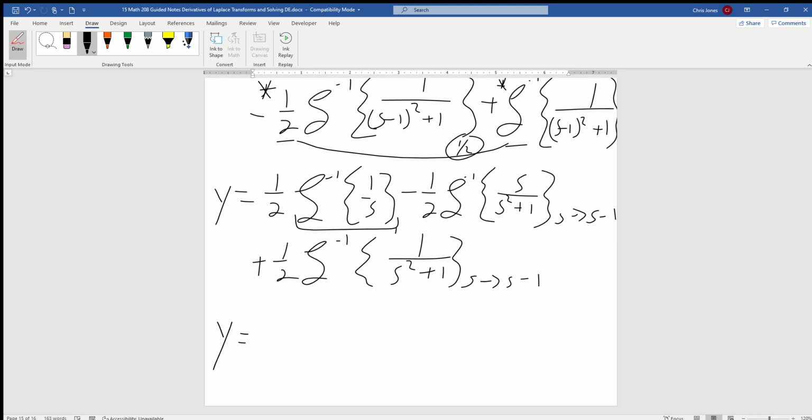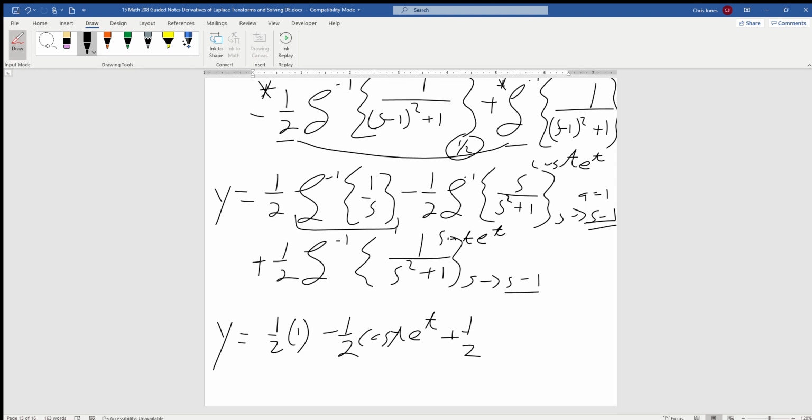That's just 1, so we get 1/2 times 1. Remember, this is going to be cos of t, but then we have this s minus 1, so that's going to be an e to the t, where a is 1 from our first translation theorem. So we're going to have minus 1/2 cos t e to the t. And then finally, we're going to have plus 1/2. This is going to be our sine of t. And then we have an e to the at, where a is equal to 1. So that's going to be plus 1/2 sine t e to the t.